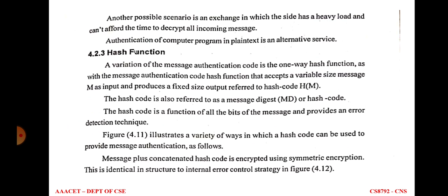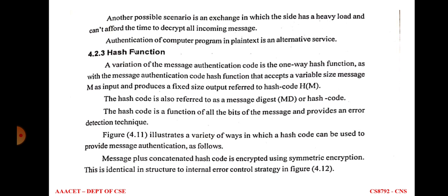So the third function is the hash function. A variation of the message authentication code is the one-way hash function. As with the message authentication code, a hash function accepts a variable size message as input and produces a fixed size output, that is referred to as the hash code. What is the meaning of this sentence? The original message can have any length, right? But we have to produce a fixed size output only.